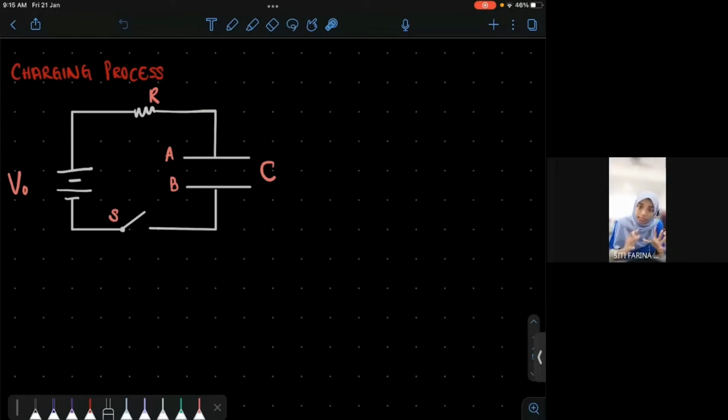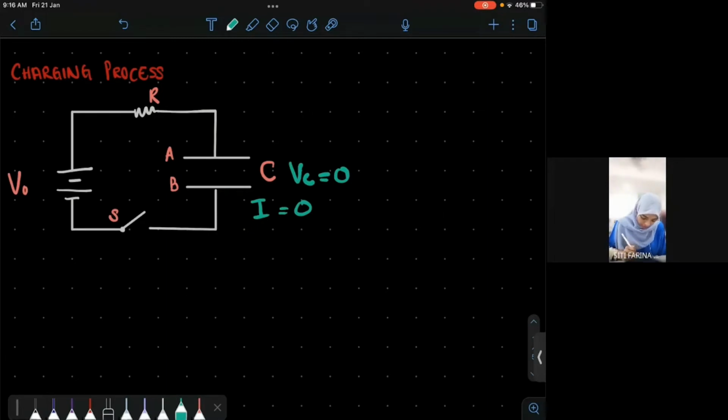At this particular point, because they are neutral, with the same amount of protons and electrons on each plate, the potential across the capacitor is zero. The potential across the capacitor, we use VC, is equal to zero here. And we have no current either, because we did not switch on the circuit, so I here is zero.